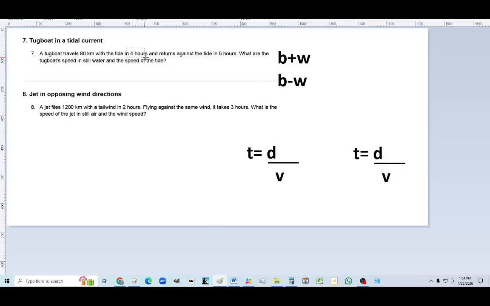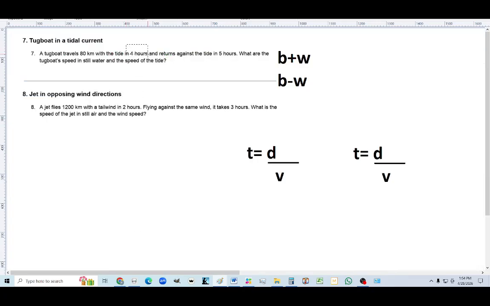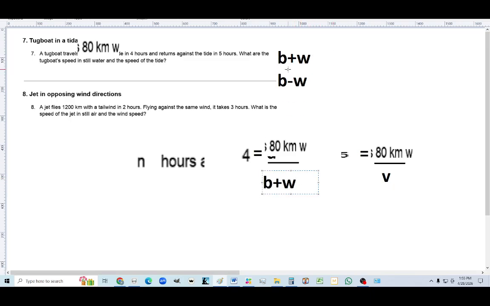Okay. Remember that the shorter time will always go with the b plus w. So 4. And the other time is 5, right? 5. The distance will always stay the same in these, 80. And the velocities, the shorter time gets the b plus the w, and the longer time gets the b minus the w. Then it's the same thing.